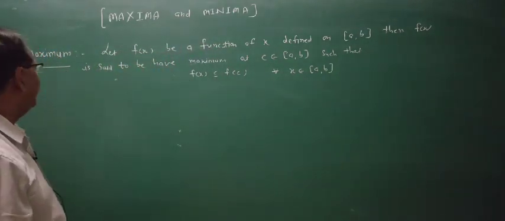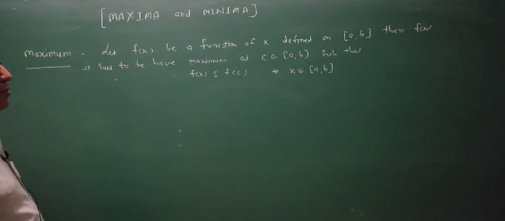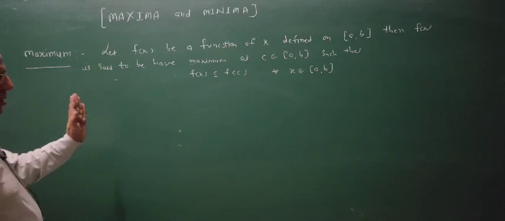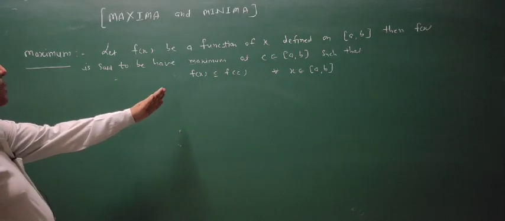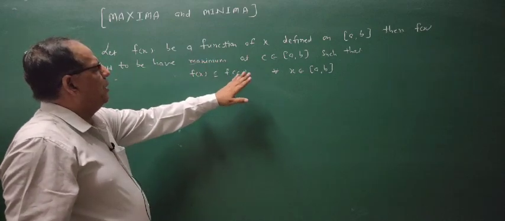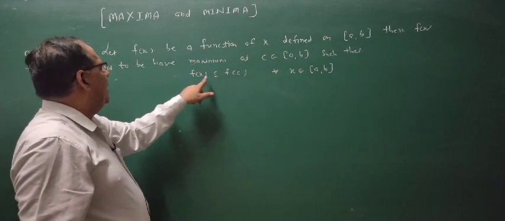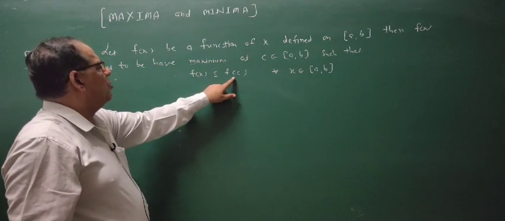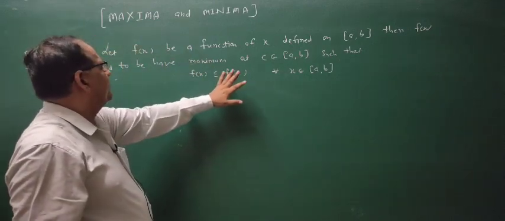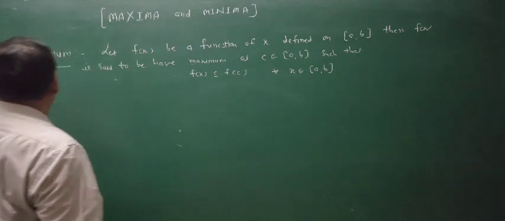The sense is clear here. f(x) is a function of x defined on closed interval [a, b]. Then f(x) is said to have maximum at c belongs to [a, b] such that f(x) is less than or equal to f(c). That means for every value of the interval [a, b], f(x) may be less than or equal to f(c). Then we can say the function has the maximum at x equal to c.